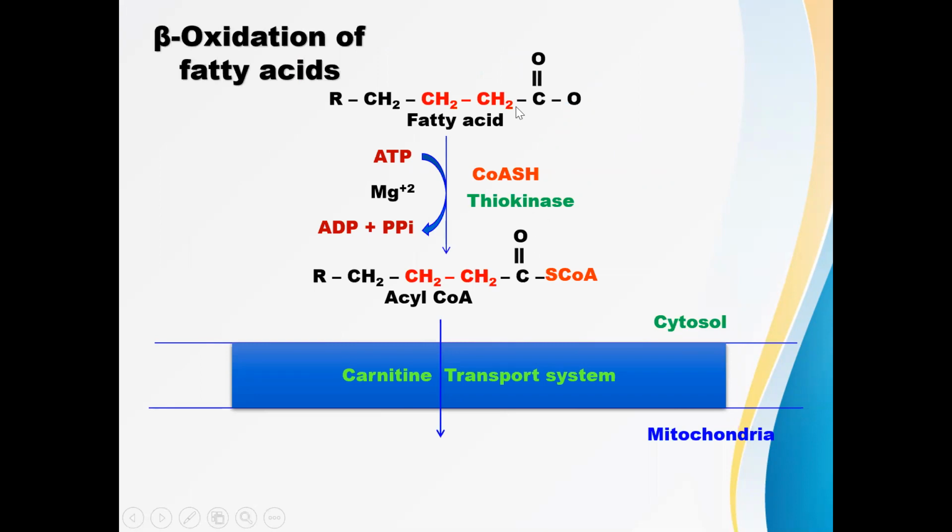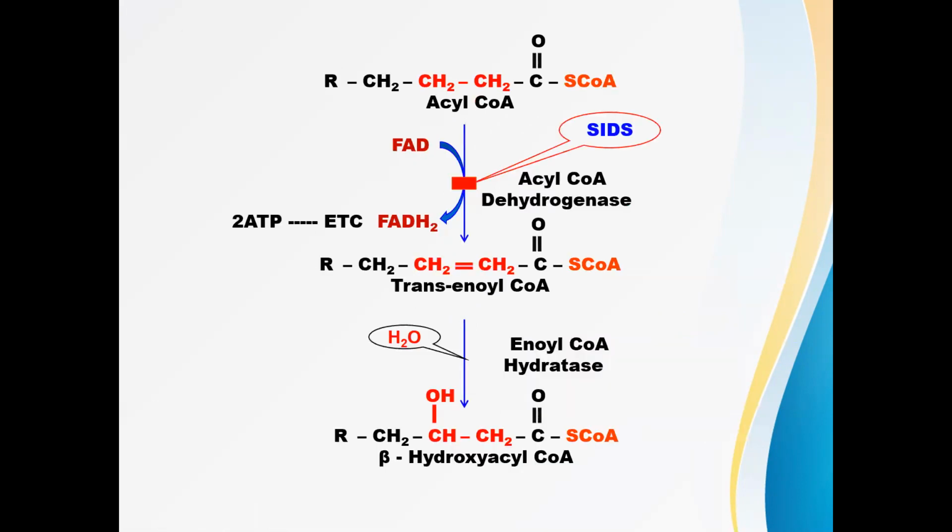Here this reaction is the activation. Fatty acid is activated into acyl CoA by utilizing ATP, where inorganic pyrophosphate is formed, and it also combines with coenzyme A to form acyl CoA. The enzyme involved here is thiokinase. Once this acyl CoA is formed, it is transported from cytosol to mitochondria by the carnitine transport system. This is what we have discussed till now. Now the beta oxidation proper reactions, that means the 4 reactions, will start.